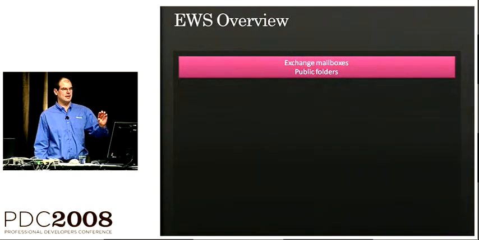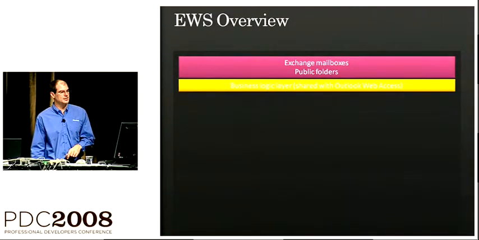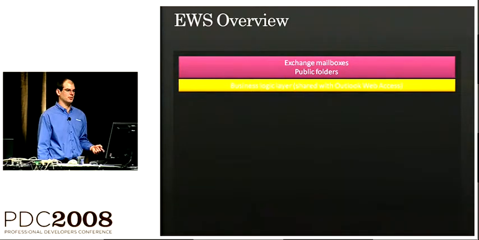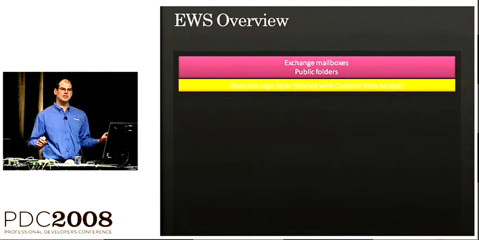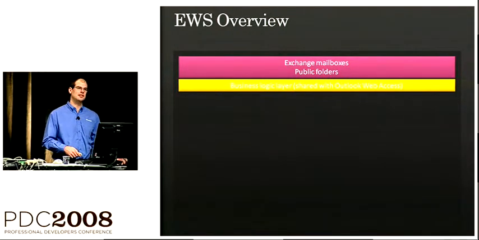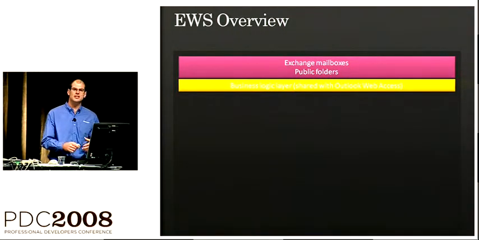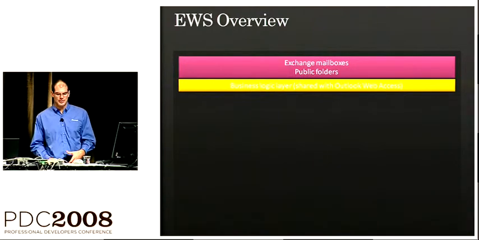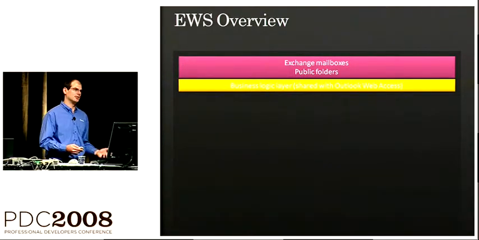So we've got a data access layer, which gives us access to Exchange mailboxes and public folders. We've got a business logic layer, which is shared with Outlook Web Access, Exchange ActiveSync, unified messaging, basically all of the roles that run on a client access server.